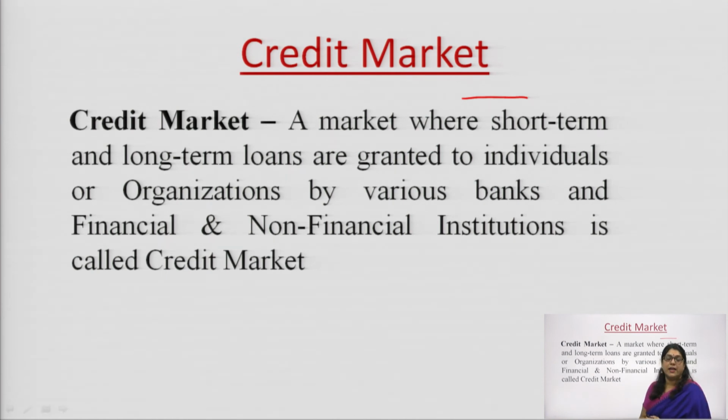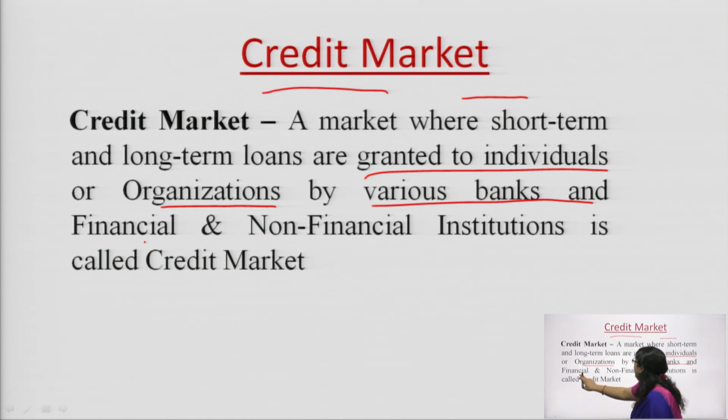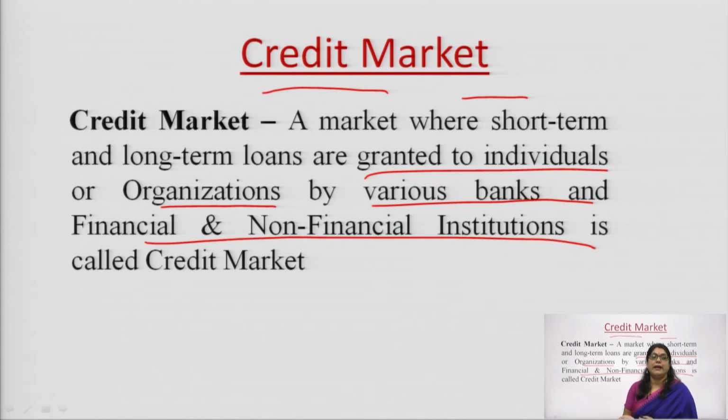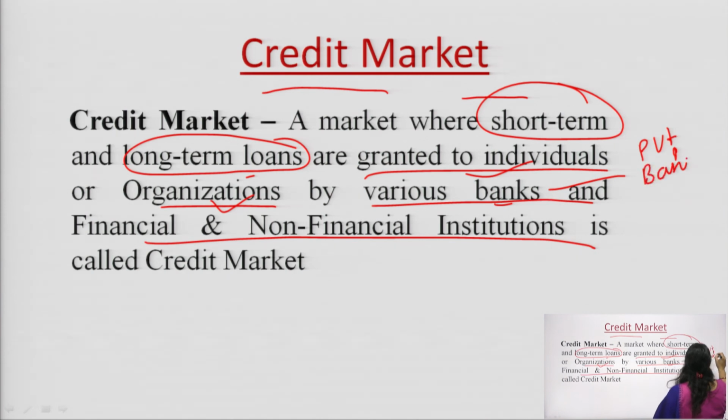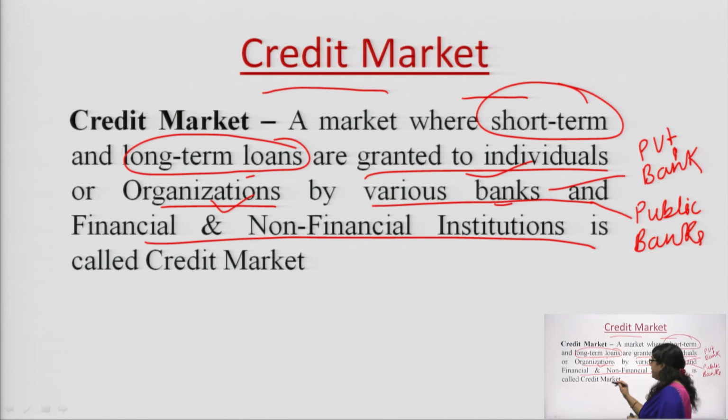Moving on, this is the continuation of the financial market. The fourth one is the credit market. What is the credit market? The term defines itself: when you have a short term and long term requirement, it is guaranteed to individuals or organizations, or maybe to various banks and financial and non-financial institutions. This is called the credit market. Let me explain again: they provide short term and long term loans to individuals and organizations, and these loans are given by various banks. Banks may be private banks or public banks. And there are financial and non-financial institutions known as the credit market. Non-financial institutions are those where you do not accept deposits, but you have the target of providing funds to the public.